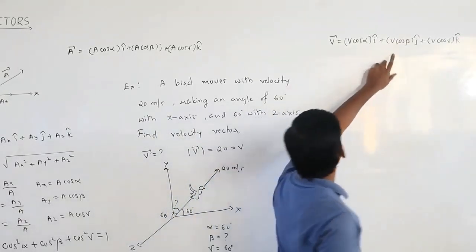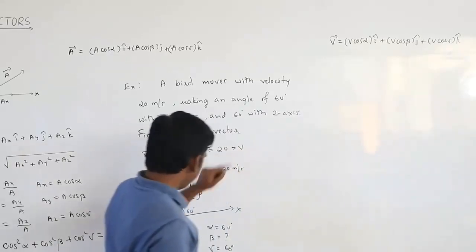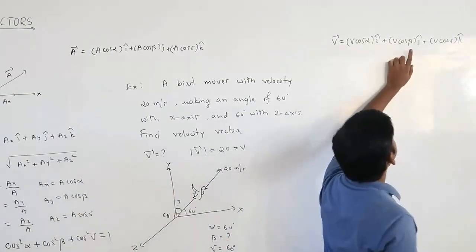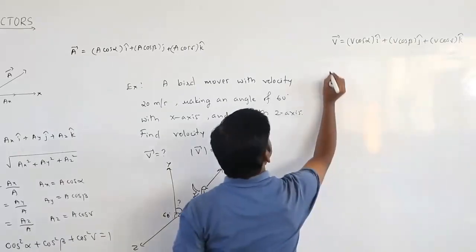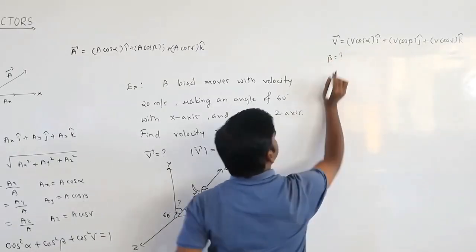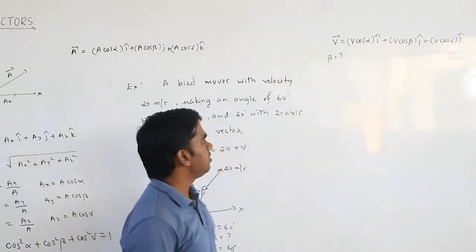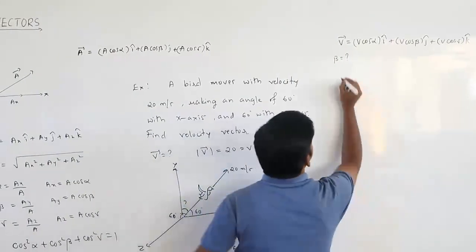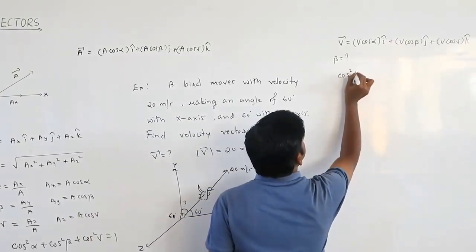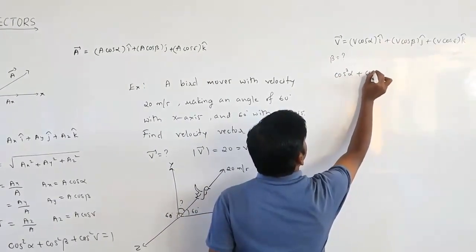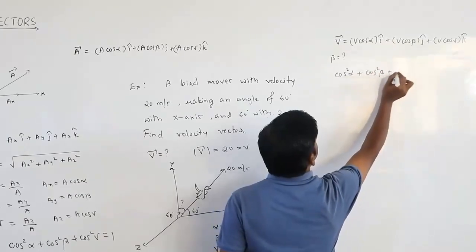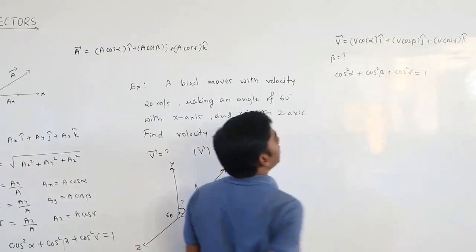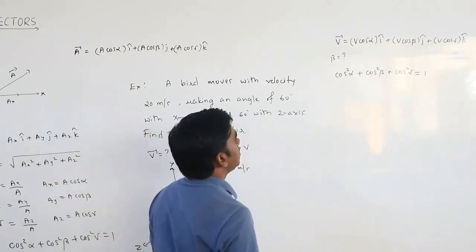V is already given, that is 20, and alpha and gamma are there. What we need is beta, so we have to find beta first. Okay, so how we can find beta? As we know the equation cos square alpha plus cos square beta plus cos square gamma equals 1.